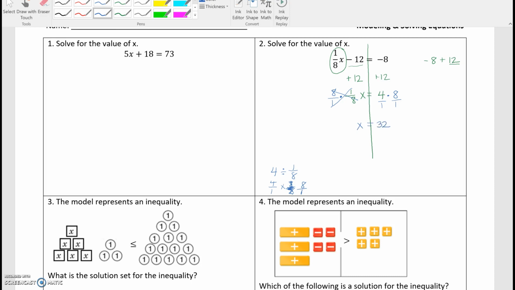Look at that. Then I'm going to plug it in to check it. You have no excuse. Make sure that you're getting it right. So 1/8 times 32 over 1 minus 12. So 1 times 32 is 32. 1 times 8 is 8. 32 divided by 8 is 4. 4 minus 12. Well, I can't do that because the second number is bigger, so I have to add the opposite. Different sign, so I subtract, and I keep the sign of the bigger number. So it's right.